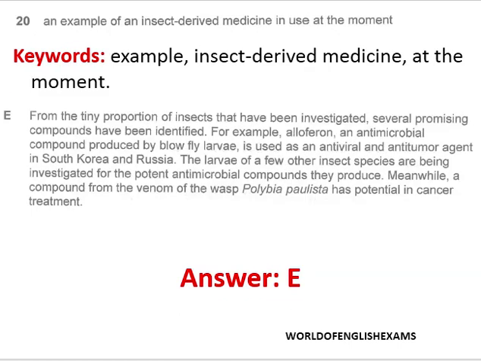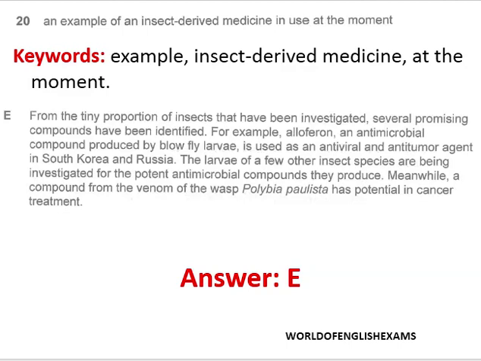An example. An example means one example of insect derived medicine. So a medicine that has been derived or extracted from the insect, in use at the moment. At the moment means right now, currently. So the keywords are example, insect derived medicine, at the moment. So let's see what is that drug or the medicine which is derived from the insects.